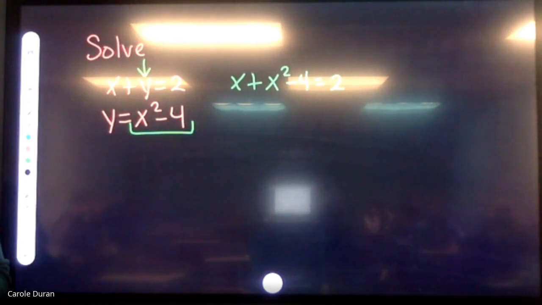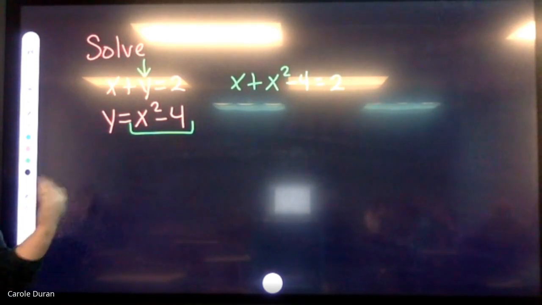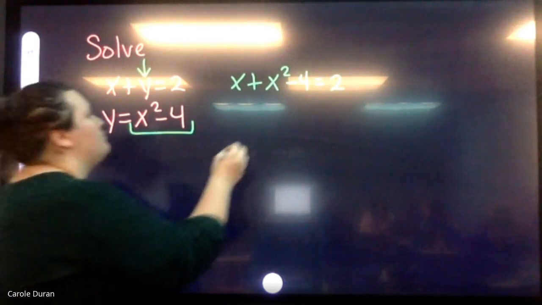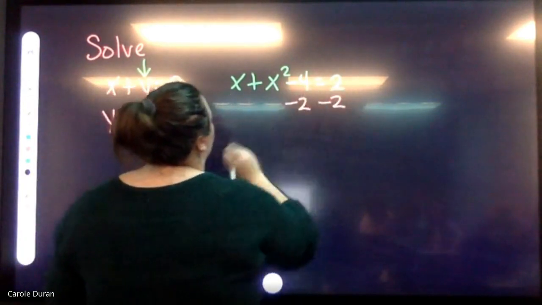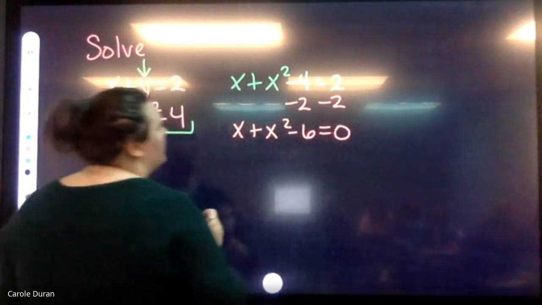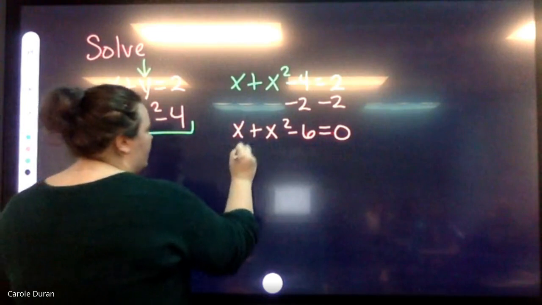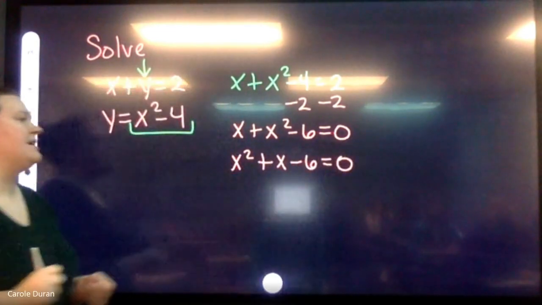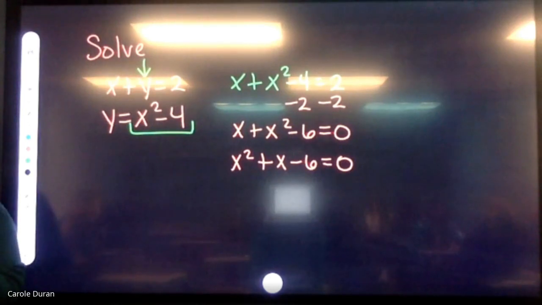What is this looking like to you guys? A quadratic equation. So what I want to do is combine like terms, get everything over to the left-hand side, and then reorder it so it looks more like the quadratic that it is. So I'm going to subtract this 2 over. Then I'm left with x plus x squared minus 6 equals 0. I'm going to flip-flop the x squared and the x. And now I have x squared plus x minus 6 equals 0.